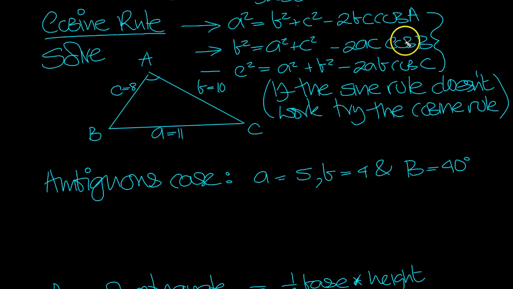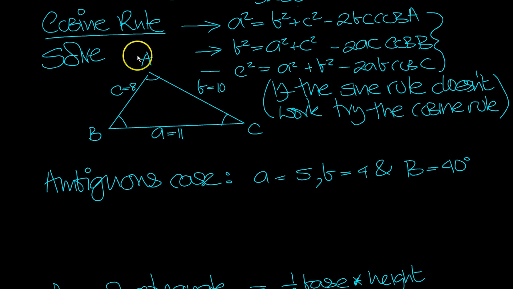Two sides and the included angle, we can find the side opposite. Okay? So that's how the cosine rule works, and we generally use it if we can't use the sine rule.